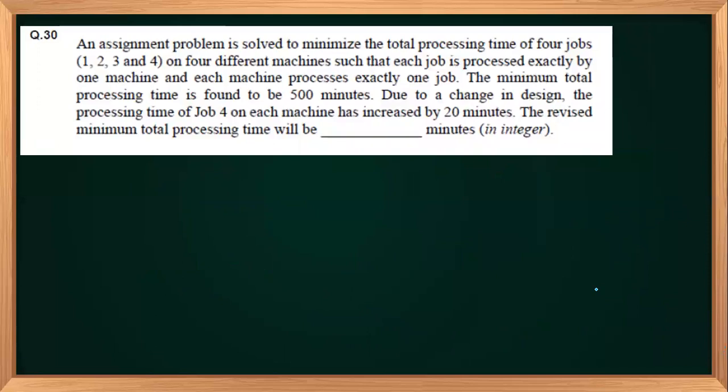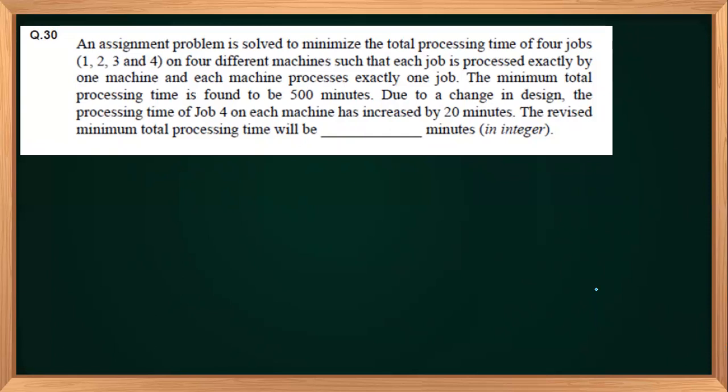This is a beautiful problem. An assignment problem is very simple, and the only thing is you must know about the algorithms. The Hungarian algorithm we are using to find the solution of an assignment problem, right? So it is saying that there are 4 machines and 4 jobs, such that each job is processed by exactly one machine, and each machine processes exactly one job. That's the condition that we are using for applying our Hungarian algorithm, right?